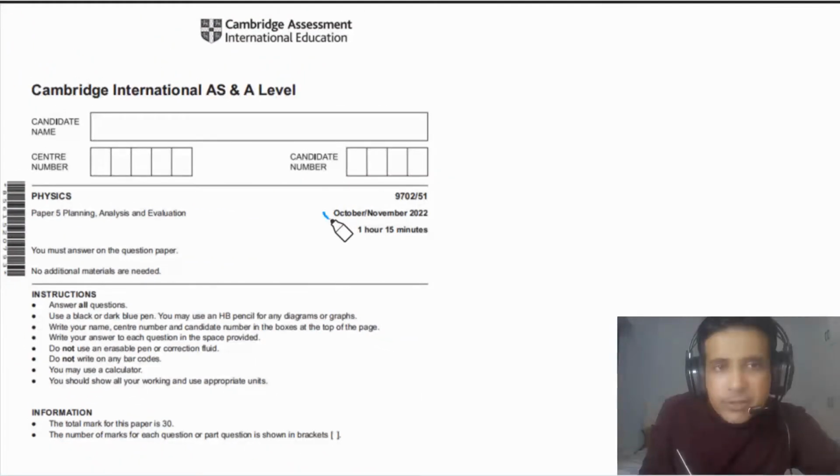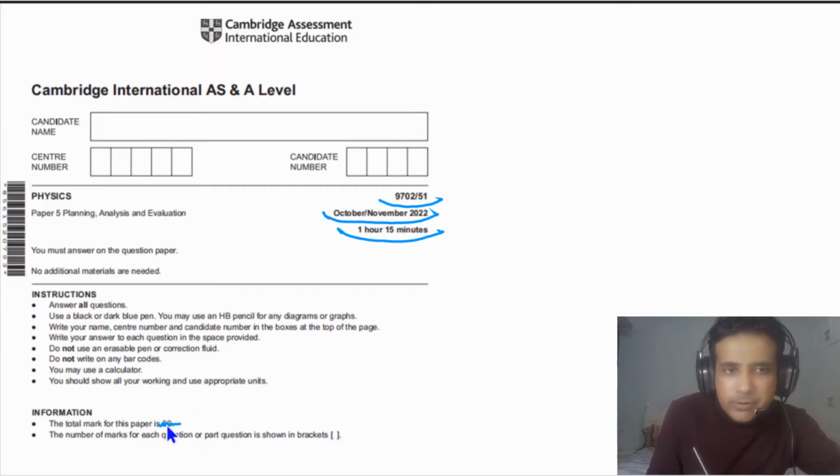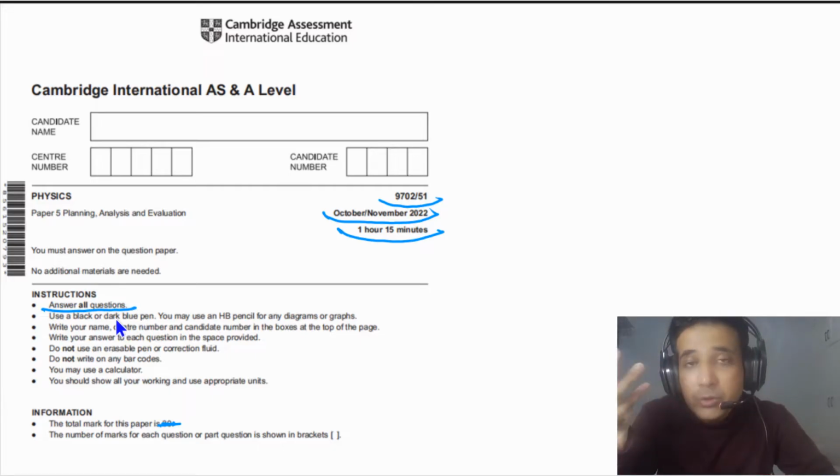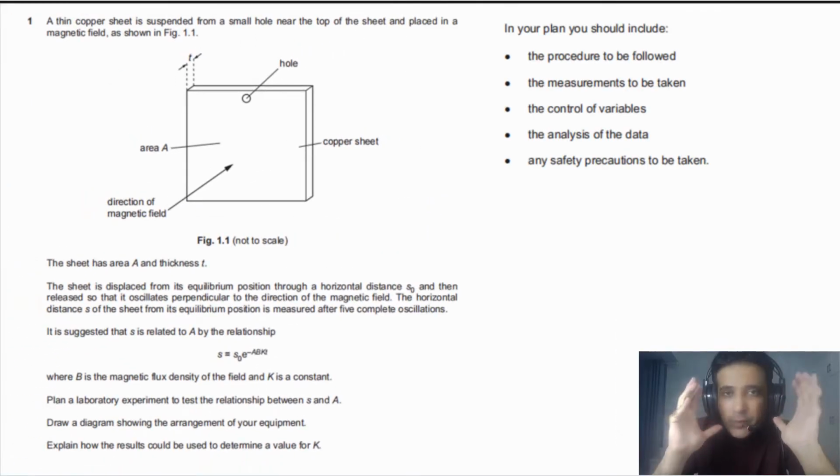In today's lesson, we are talking about October-November 2022 paper 5-1. Total time for this exam is 1 hour and 15 minutes and the total mark for this paper is 30. You need to answer all questions in this paper. There are only 2 questions and you need to answer both of them. For question number 1, it is very important that you read the question carefully. If you don't understand the question the first time, read again and try to highlight the key points given to you in the question. This will help you to design your experiment in a proper way.